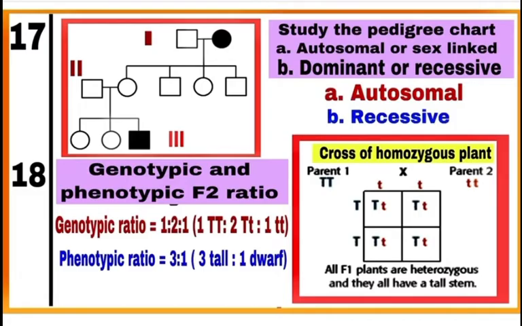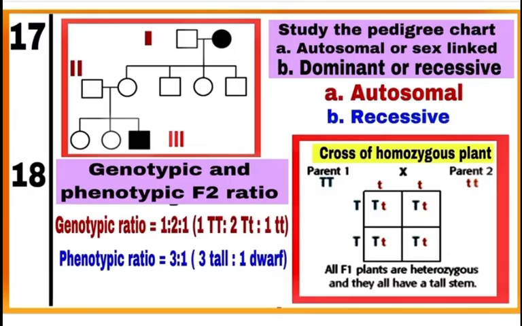B. Is it dominant or recessive trait? It is a recessive trait as normal parents of second generation are having affected child in third generation, or you can say there is a skip in generation in this trait, so it is a recessive trait.